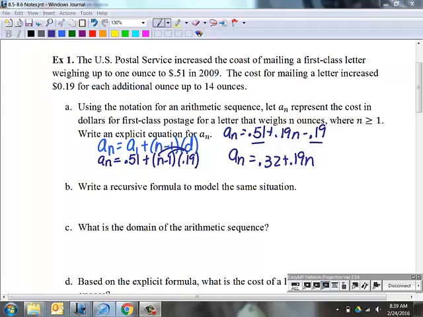Okay, so when it asks you to write a rule, this is what it's going to look like. So AN would be in the answer and N would still be in the answer. Yes? Say you wrote it out but you didn't simplify it. Say you just did 0.51 plus N minus 1 times 0.19. Would you still count it? If it's written, that's okay. If it's a multiple choice, it's going to look like this on the test. Okay? It's a good question.